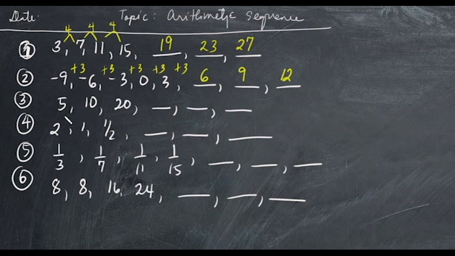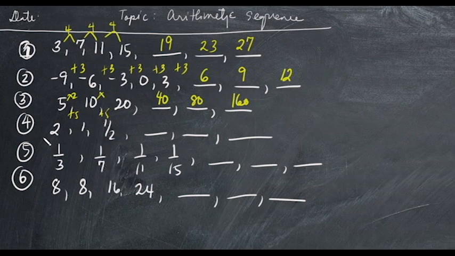This one, 5, 10, 20. So if you're thinking a 5 para maging 10 plus 5, then suddenly hindi na siya plus 5, no? Naging plus 10 na siya. So, mukhang hindi yun yung rule. So, yeah, you're correct. Times 2. So, 5 times 2 could become 10. Times 2, that's 20. So, times 2, it becomes 40. Times 2, 80. Times 2, it's 160.